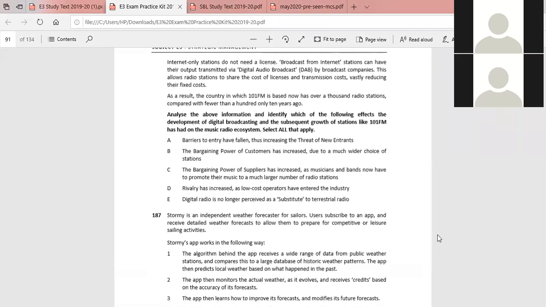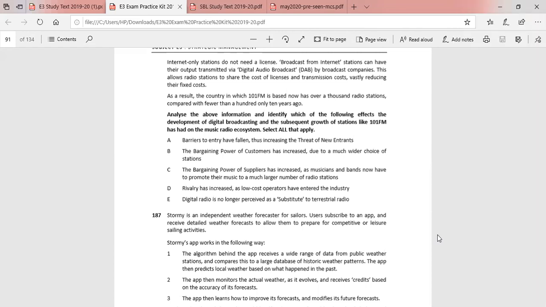Internet only stations do not need a license. Broadcast from internet stations can have their output transmitted via digital audio broadcast by broadcast companies. This allows radio stations to share the costs of licenses and transmission costs, vastly reducing their fixed costs. As a result, the country in which 101 FM is based now has over 1,000 radio stations compared with fewer than 100 only 10 years ago.